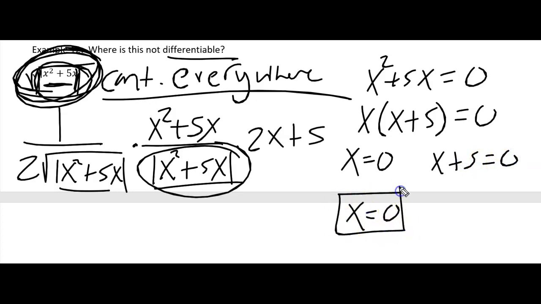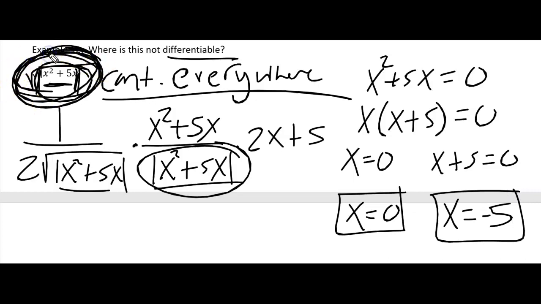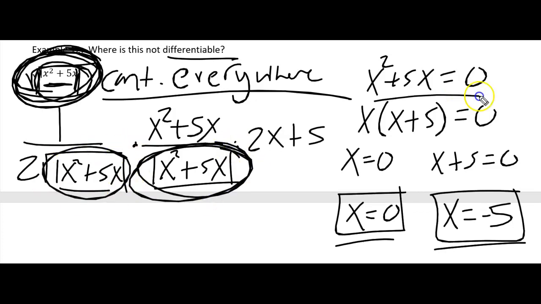So x equals 0 is one place that will make the bottom equal 0, and x equals -5 is another number that will make the denominator equal 0. So even though the function is continuous everywhere, it's not differentiable at 0 and 5, because when I take the derivative, I end up with a function that has denominators, and anytime you've got denominators, the denominators can equal 0. So those two values of x would make the denominator 0. Therefore, the function would not have a derivative at that point, and therefore it's not differentiable.